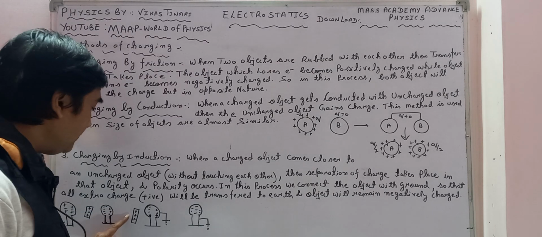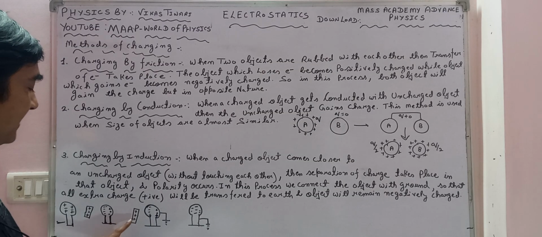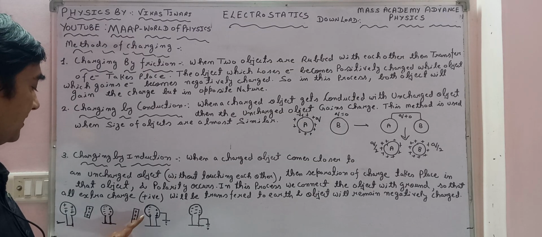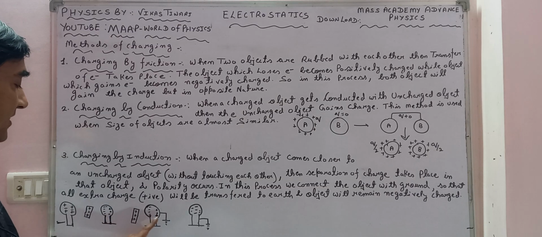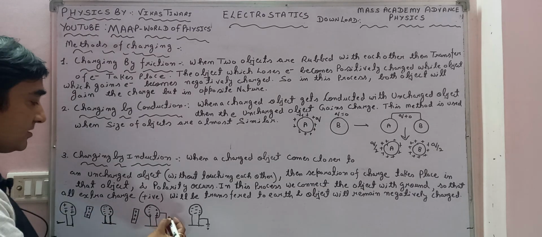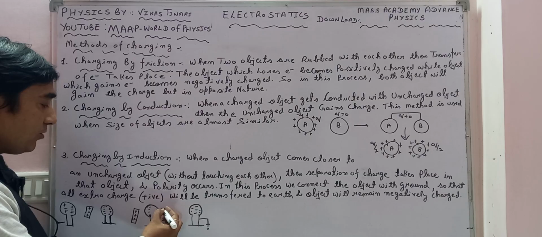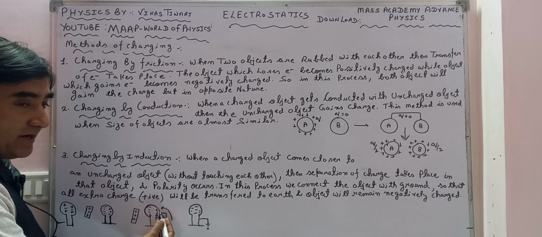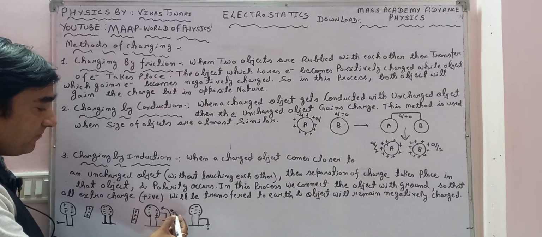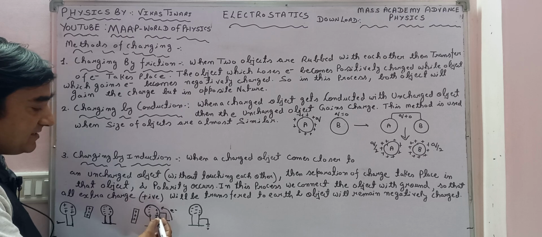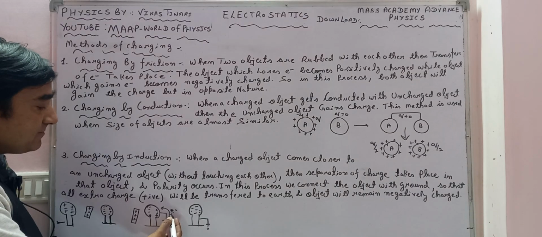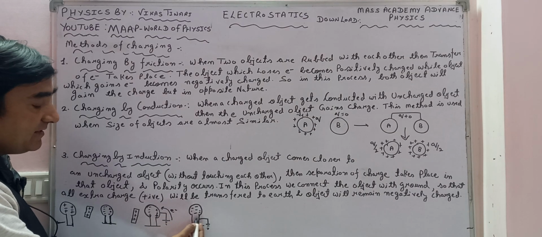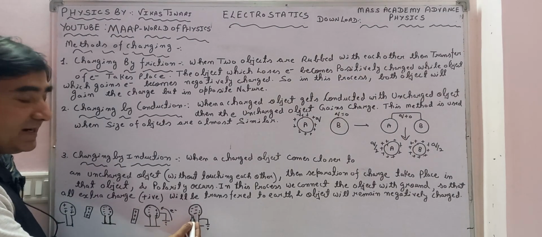So what will happen after that? If I ground this particular body, some electrons will flow from the ground to this body. Electrons from the ground will flow and they will neutralize this positive charge, whatever the positive charge may be. This will be neutralized by these electrons so that this complete body will become negatively charged.